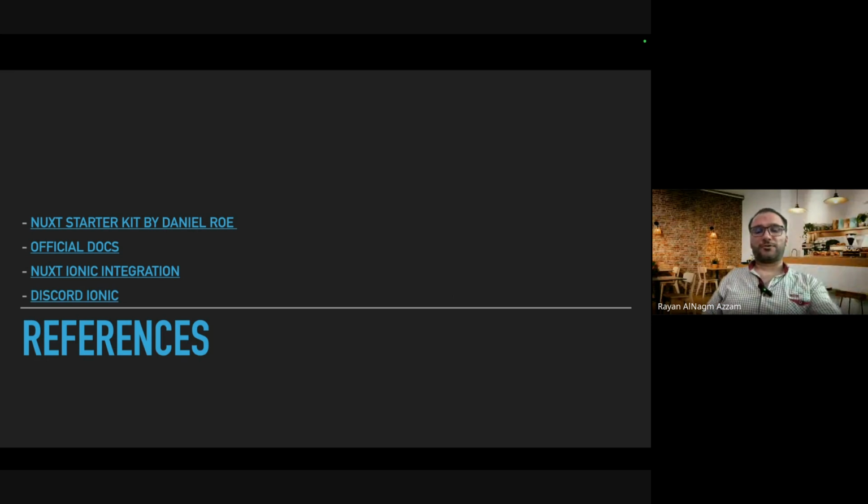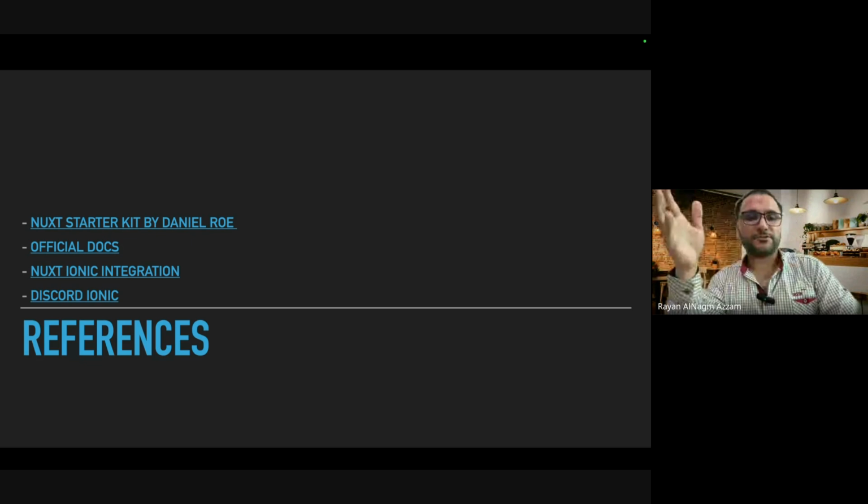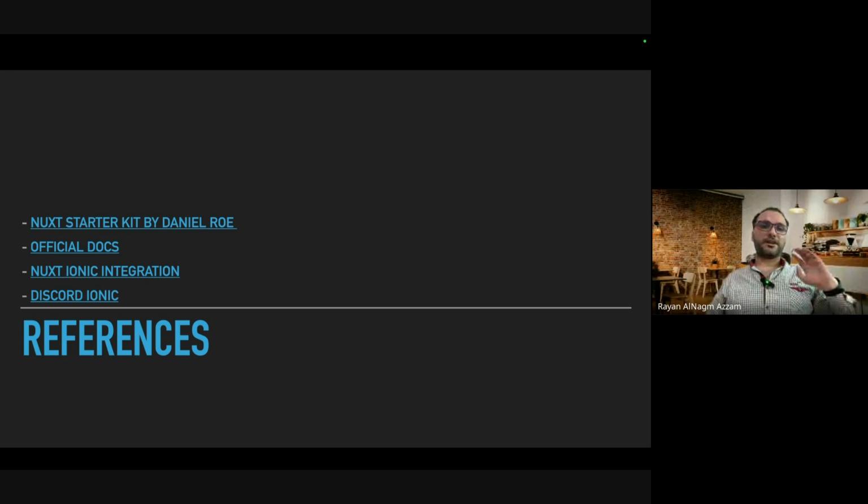As references for Ionic, I suggest these four references, which are amazing. The Nuxt starter kit by Daniel Roy. Everyone knows who Daniel is. He's a maintainer in Nuxt, and he has an open source project to help you start with or kick off with Ionic and Nuxt. The official documents are very easy to go with and very clear. And we have a Nuxt module for Ionic. And the Ionic Discord is very active, and you can ask whenever you want, whatever you want, and you get an answer in 1, 2, 3 days. So it's amazing. That's in general.